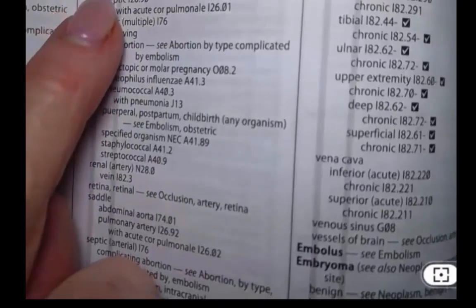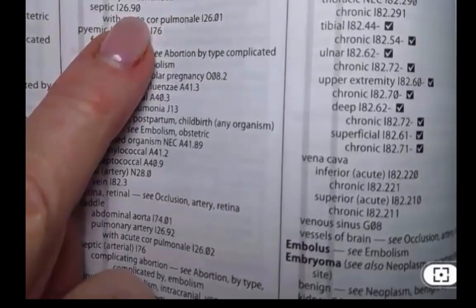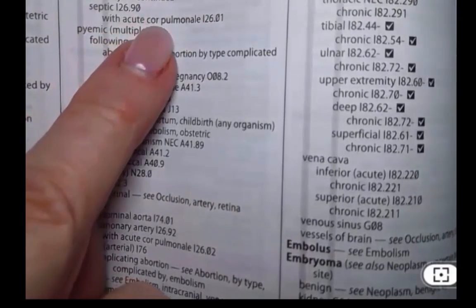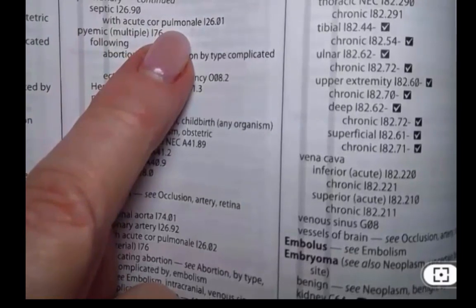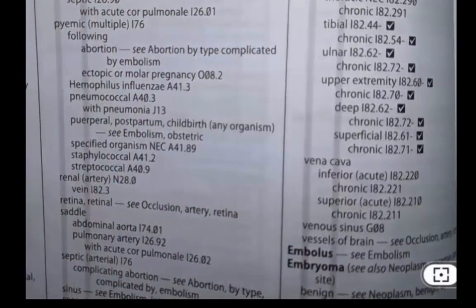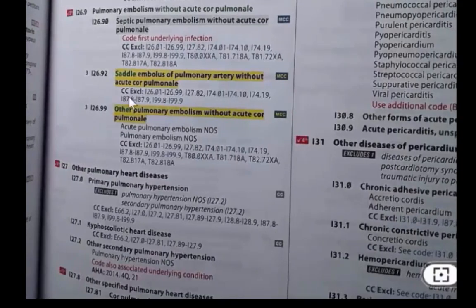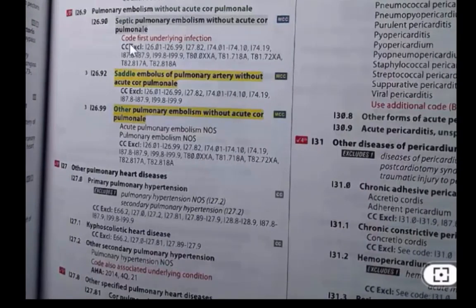So we're under embolism, pulmonary, septic, I26.90. There's no mention of the acute cor pulmonale in this documentation. So this would be the correct code, I26.90. And for I26.90, you see, code first underlying infection is an instructional note that we have.